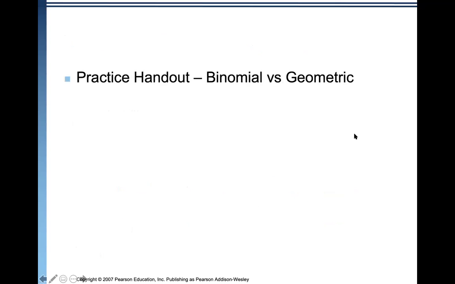All right, so let's practice. Okay, so go ahead and find that handout on Schoology. If you didn't print it out, you can print it out now, or you can just reference it on your computer.